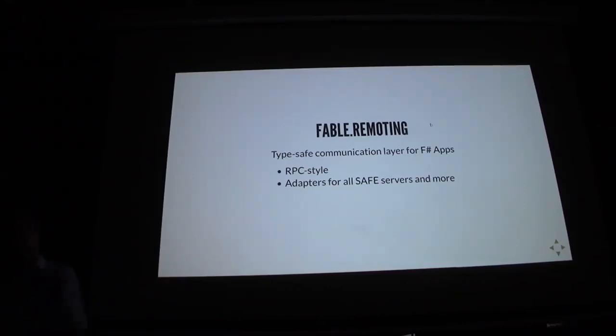For you, it's just a function. It's not some HTTP request, nothing like that. You use it in an RPC style, just calling a function, getting the data, or passing some data to another function. Fable remoting has adapters for all possible Safe servers, which are Suave, Saturn, Giraffe, and ASP.NET Core. And on the client side, it has adapters for Fable and for .NET native applications. You can use it from C#.